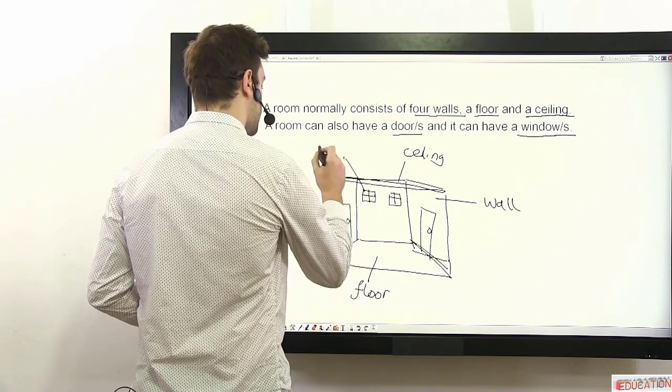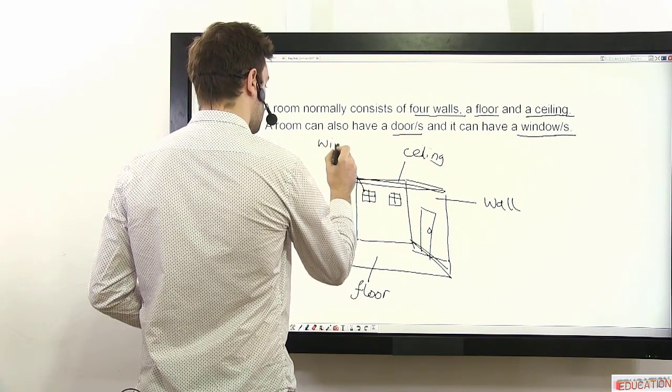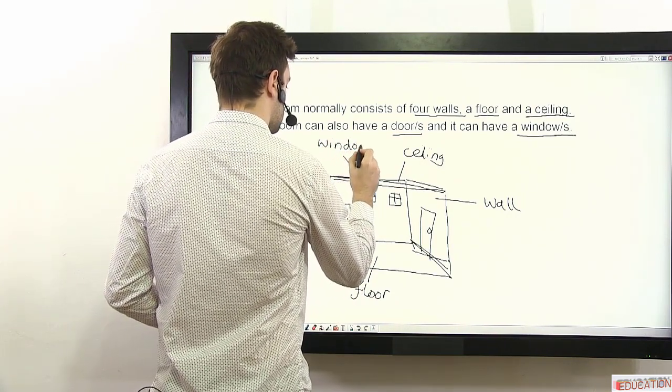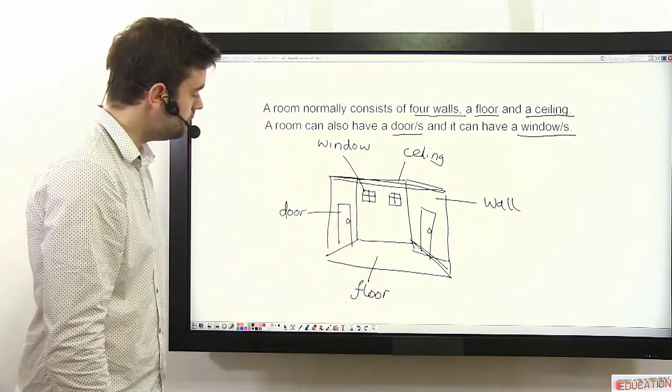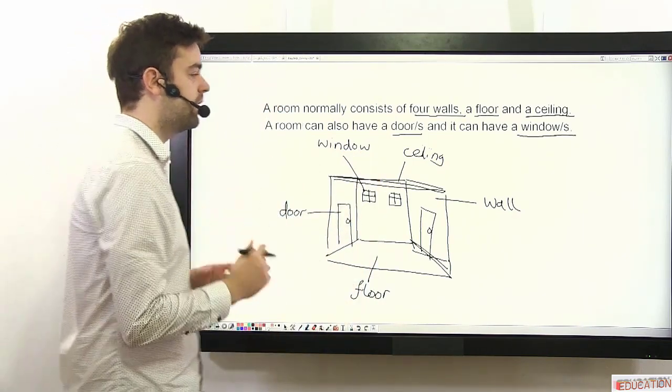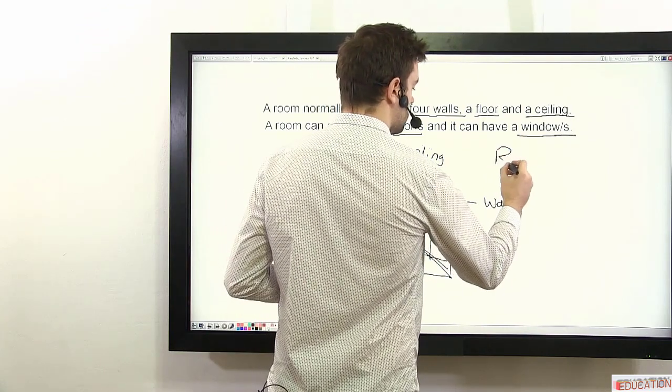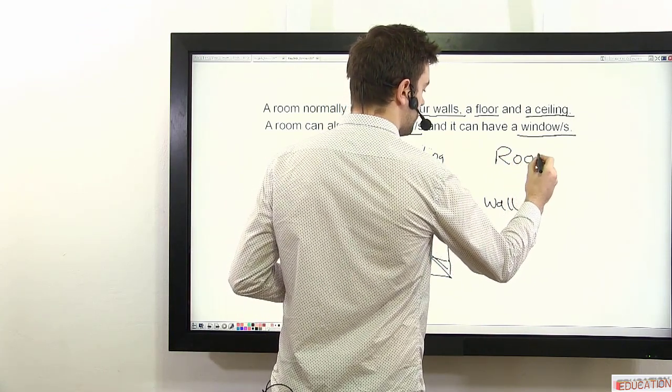And here is a window. Altogether, this makes a room.